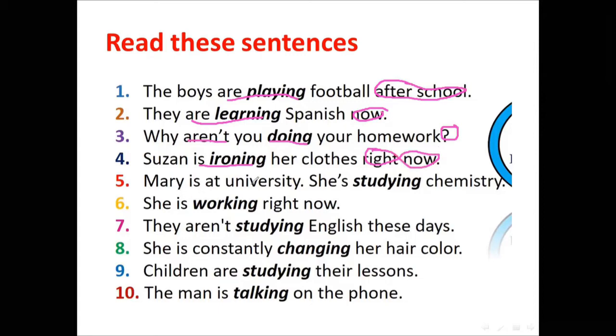Maria is at university. She is studying chemistry. Now, as you know, the situation of the sentence indicates that the action is happening now because Maria is at the university, sorry, she is studying chemistry now. Now she is working right now. Now the verb is working, and the key word is right now because the action is happening at the moment of speaking. They aren't studying English these days. Yeah, the action is happening nowadays. We talk about an action that is happening nowadays.